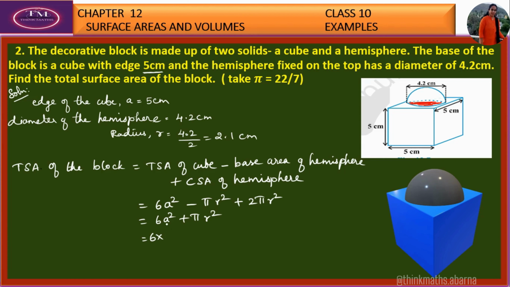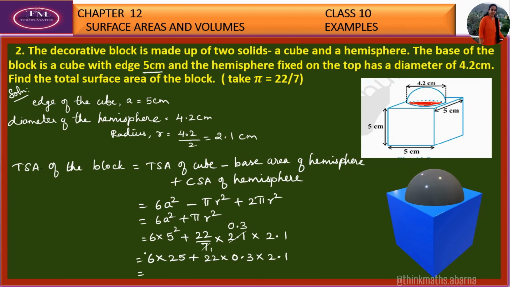Now 6 into, what is the edge? Edge is 5. So it is 6 into 5 square plus pi should be taken as 22 by 7, and radius r square. Radius is 2.1. R square means r into r. So 2.1 into 2.1. Now 6 into 5 square is 25 plus here we can cancel this both by 7 table. So 1 7s are 7, 3 7s are 21. So it is 2.1. So we have to keep a decimal. So 0.3. Now we have 22 into 0.3 into 2.1.